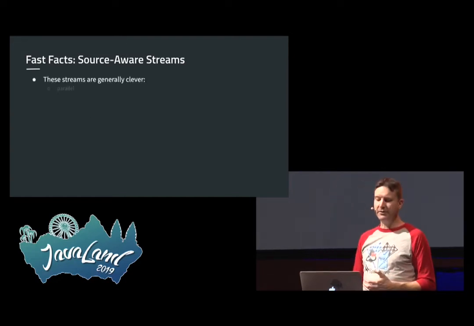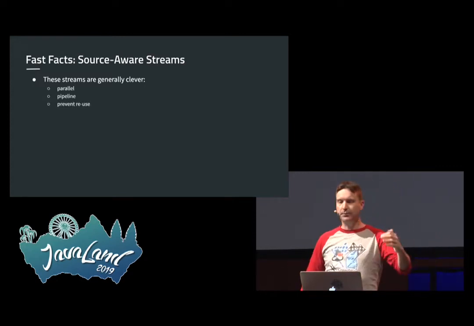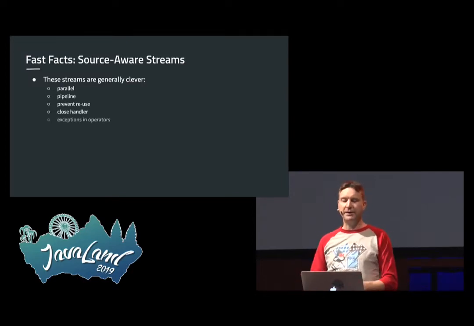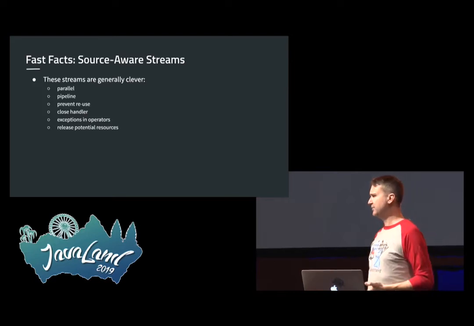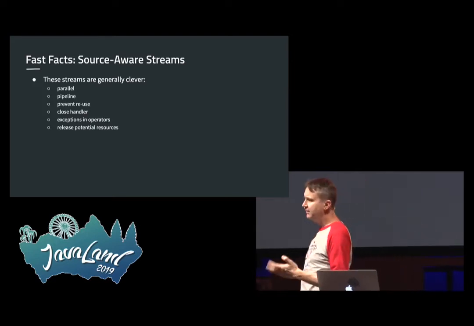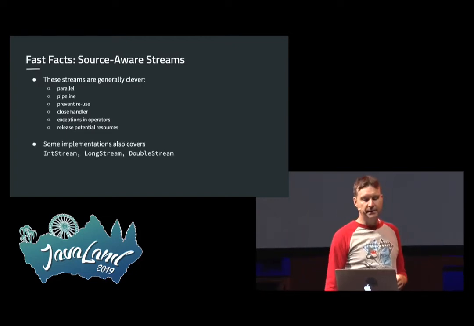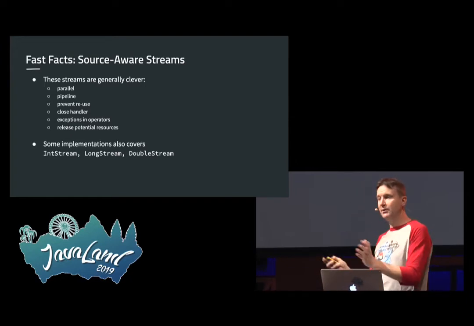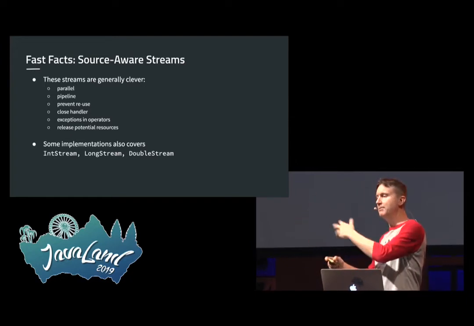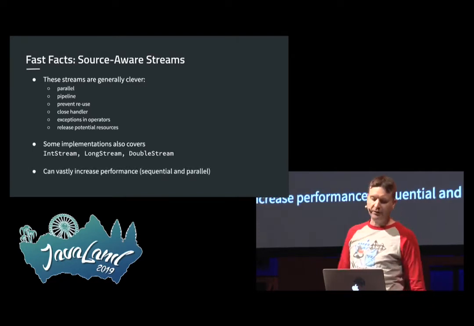These streams are generally clever. They handle parallelism. They can inspect their own pipeline. They prevent reuse between different builder invocations of a stream. They manage close handlers, they handle exceptions in the operators, and they release potential resources like database connectors or native memory, whatever they have behind the back. And some implementations even fan out to specialized int, long, and double streams, so you can keep your stream smart, even though you map it to an int. And they can vastly increase performance, both sequential and parallel.